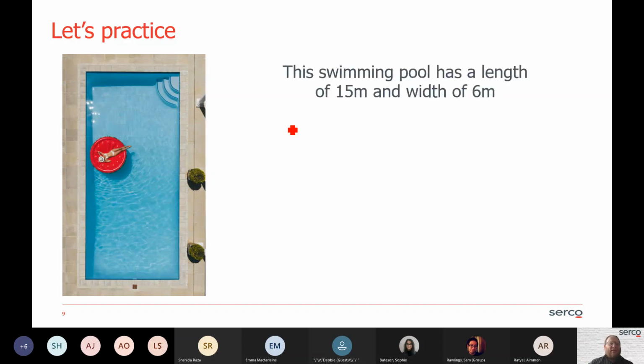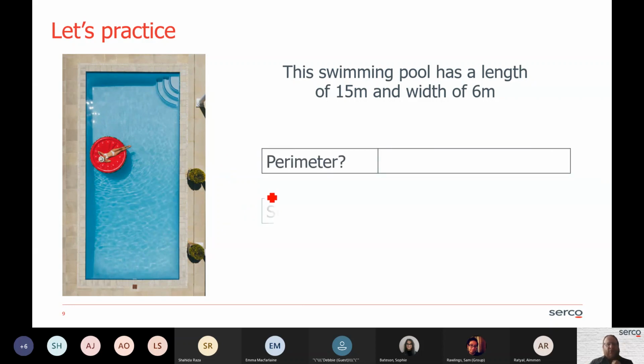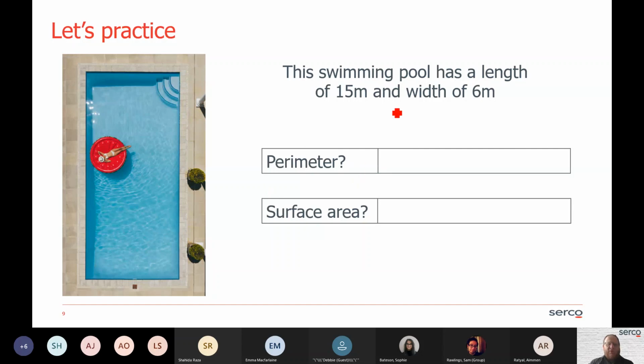So let's practice, and I'll let you do your calculations and put your answers. So this swimming pool has a length of 15 meters and width of 6 meters. You can see which way around they are. I don't know whether this is any of your back gardens that you're planning on using this summer. That looks a very nice swimming pool. But it's 15 meters one way in length and 6 meters the other. And I want you to work out what is the perimeter and what is the surface area based on what we've just done. So I'll give you a few minutes to do that. And if you can put your answers in the chat, that would be lovely.